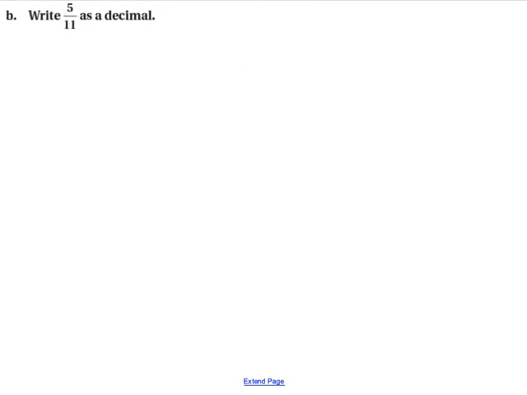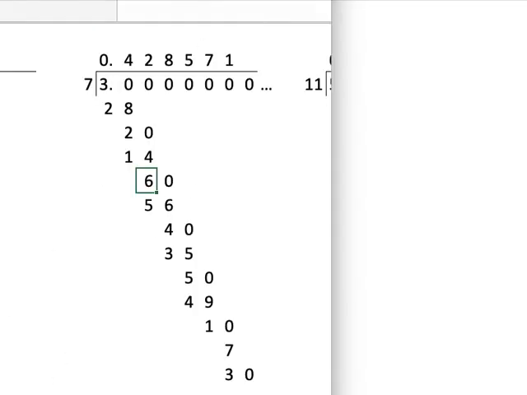Okay, some additional examples. 5/11. We're going to do 5/11. 11 goes into 5 0 times. So 11 goes into 50 4 times. 4 times 11 is 44, and we get a remainder of 6. Okay. 11 goes into 60 5 times. 5 times 11 is 55. We get a remainder of 5.